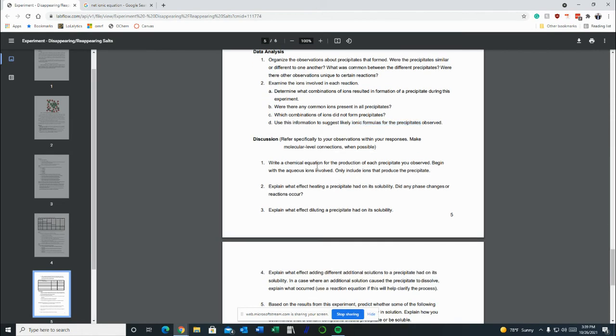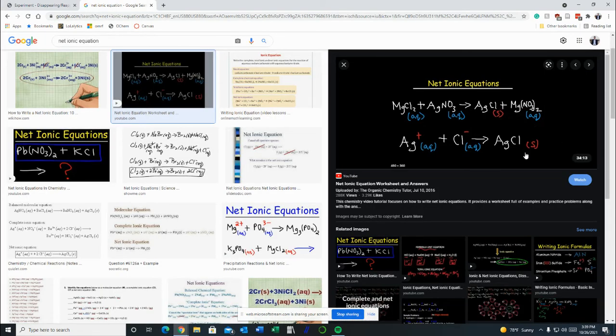Now, for question 1 of your discussion, this wants you to write a chemical equation for each precipitate. So this kind of is piggybacking question 2D. So I want you to begin with your aqueous ions and then only include ions that produce the precipitate. So that's what the bottom half of this is right here, the net ionic equation. This is exactly what I want to see. If you think that silver chloride was formed, I just want to see silver with a positive charge, aqueous, chloride with a negative charge, aqueous, forms silver chloride, solid.